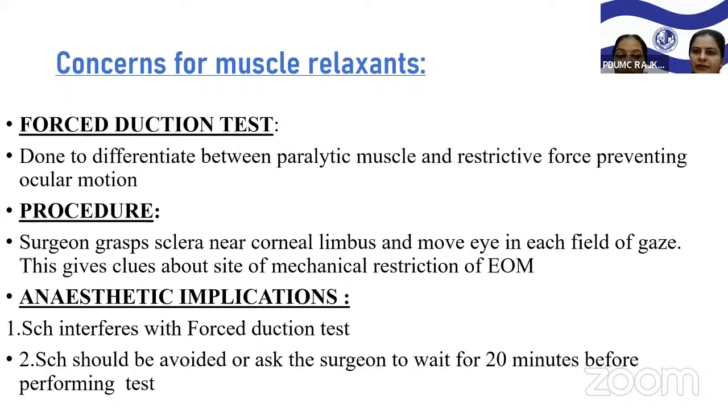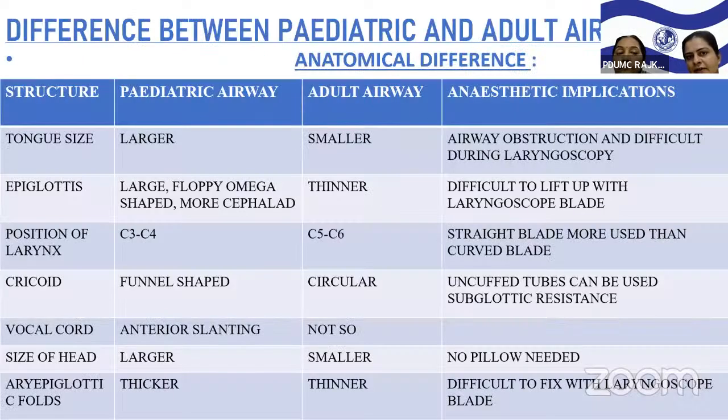So how will you manage the airway? So you are going for a general anesthesia with the endotracheal intubation. Can you give general anesthesia with a supraglottic airway device? Yes, we can give, ma'am. We can go with the supraglottic airway device too. But what we are doing here is an endotracheal intubation.